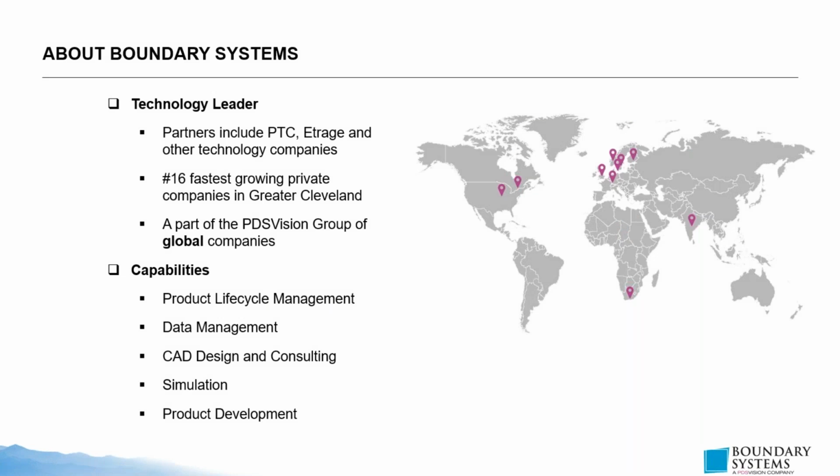Now to talk about Boundary Systems, we see ourselves as a technology leader. We partner with companies like PTC, ANSYS, and others to bring engineering software to companies. We're the number 16 fastest growing private company in the greater Cleveland area, which is where we're headquartered. But as part of being a part of the PDS Vision group, we are part of a global reach, which you can see in the map on the right. In terms of capabilities, we do quite a bit. We do product life cycle management, PLM, CAD design and consulting, simulation, which we'll talk about mainly today, amongst everything else you see on the screen.